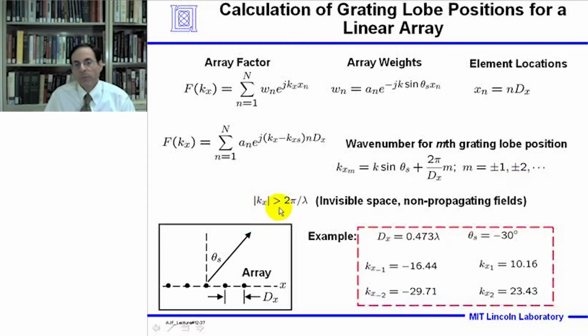Now if k sub x is greater than 2 pi over lambda, this would refer to invisible space where the grating lobes are not propagating. Here's an example when the spacing is slightly less than a half wavelength and the scan angle is minus 30 degrees. We compute the grating lobe positions as shown here. Since the magnitude of these grating lobe positions is greater than 2 pi, the grating lobes are in the invisible space. And we'll see these in the calculations that follow.